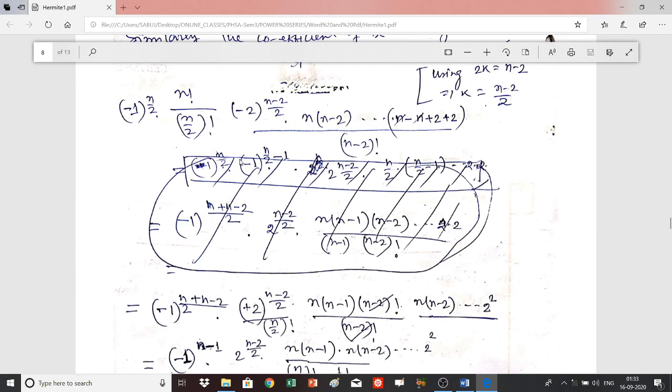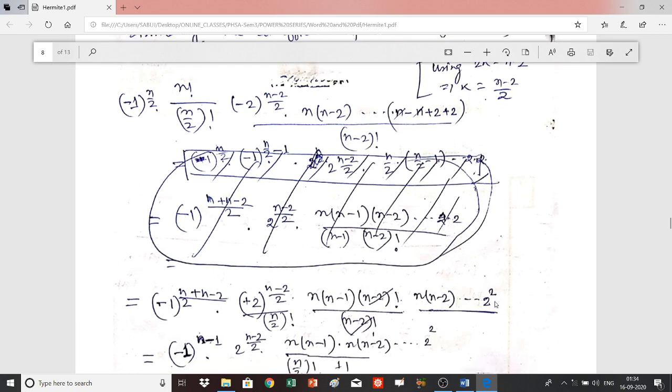Okay, and this n factorial can be written as n into n minus 1, and then n minus 2 factorial. Okay, it can proceed up to n minus 2 factorial, and this denominator is here n minus 2 factorial, and then from here and this is n into n minus 2. In this way, the last term is 2 plus 2, that is 4, that can be written as 2 square.